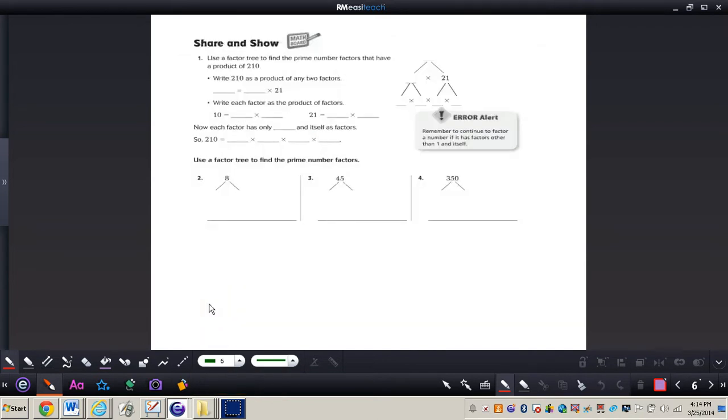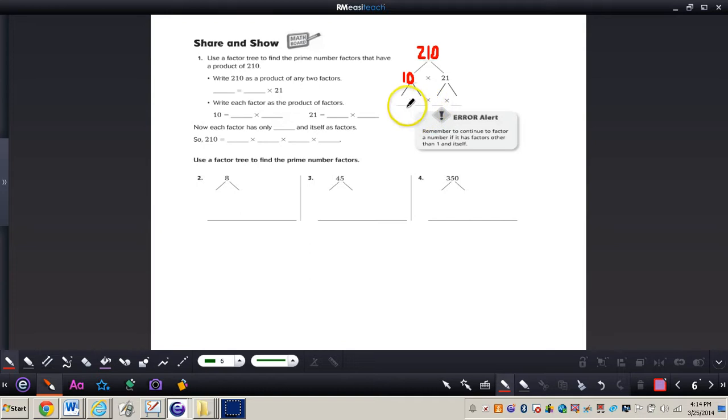Now let's all turn to page 250. I want you to take a look at number 1, and we'll do this problem together. It says use a factor tree to find the prime number factors that have a product of 210. So the first thing we will do is just write 210 at the top. Now they already have 21 for us, so if we were to do this, we could think about any two numbers multiplied together that gives us 210. We could have 70 and 3. We can have 105 times 2. But for this, we have 21 times 10. You can start out any way that you would like, but you need to finish with just prime numbers.